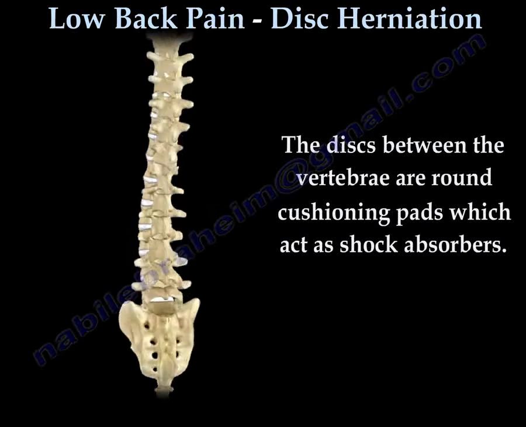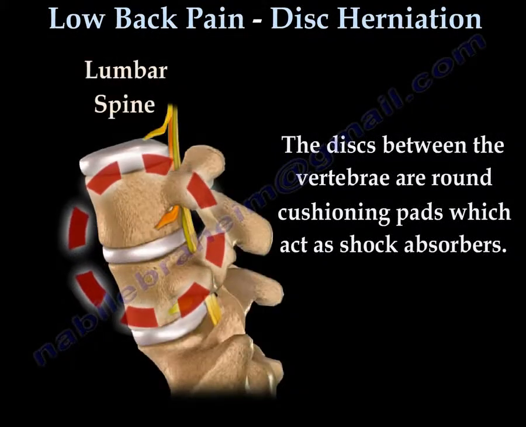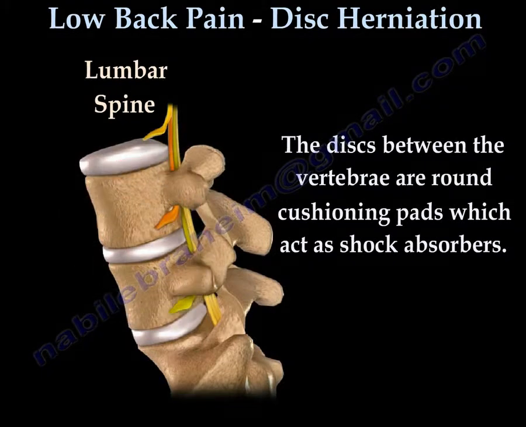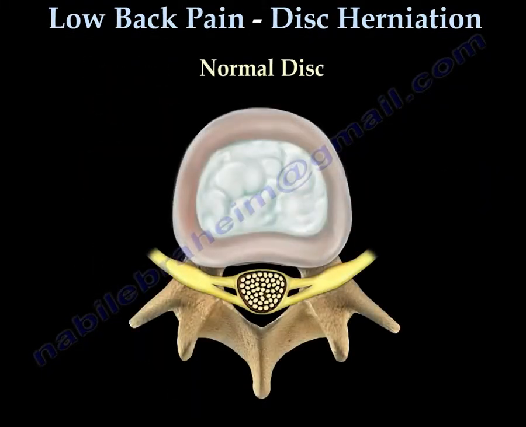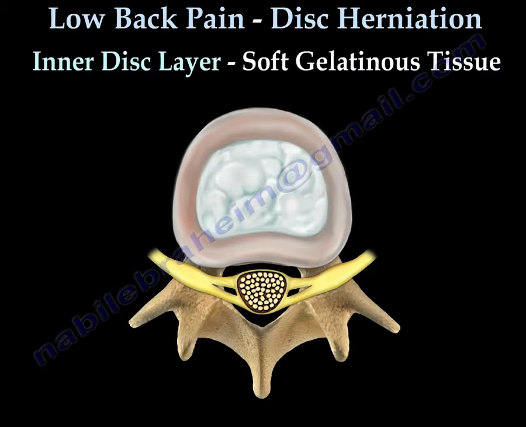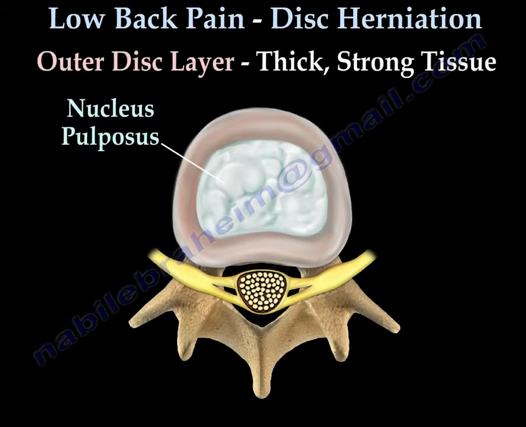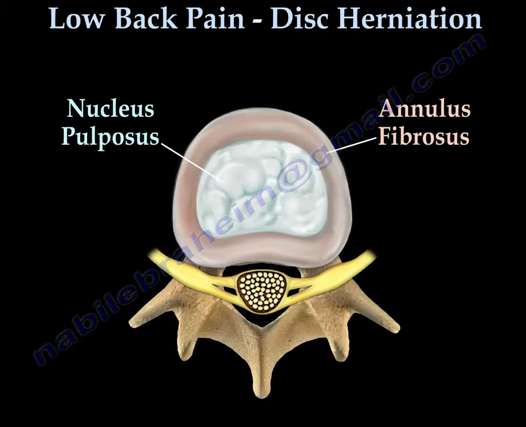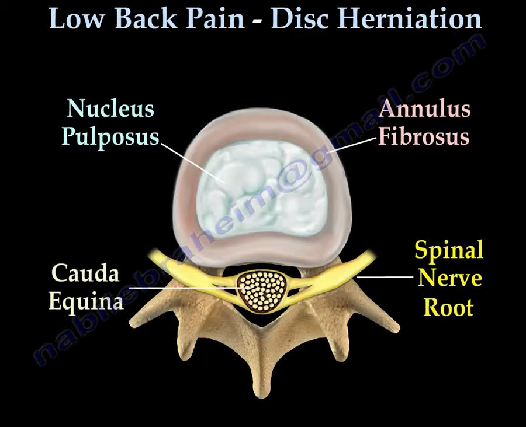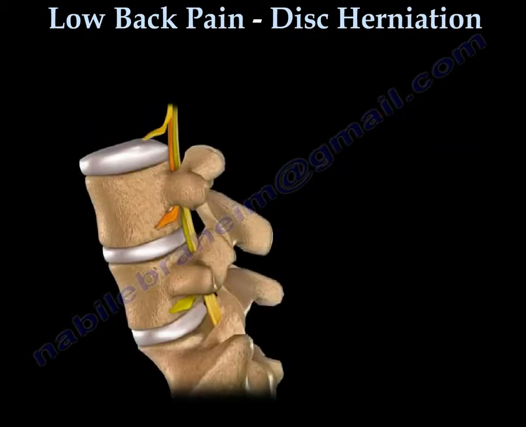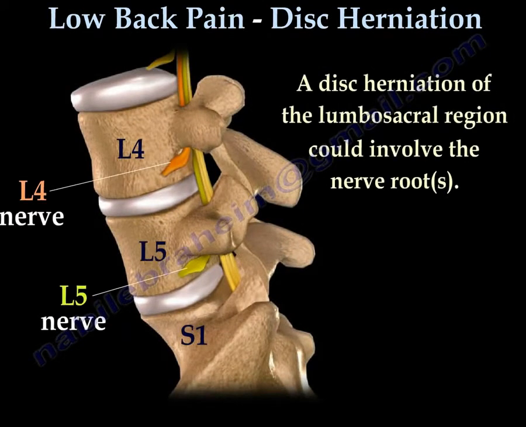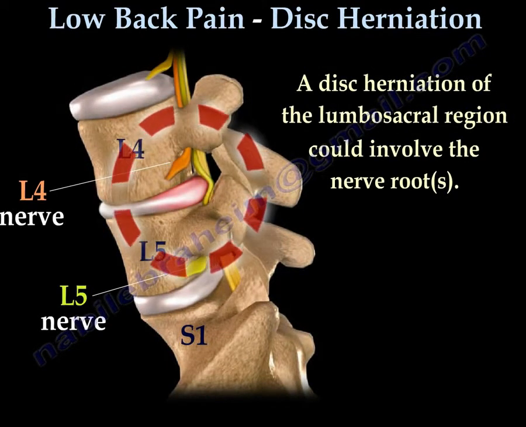The discs between the vertebrae are cushioning pads which absorb the shock. In a normal disc, there are 2 layers. The soft gelatinous inner layer, we call it nucleus pulposus, and an outer thick strong layer, we call it the annulus fibrosus. Behind the disc lies the spinal nerve root and the cauda equina. A major disc herniation of the lumbosacral region could affect the nerve roots.